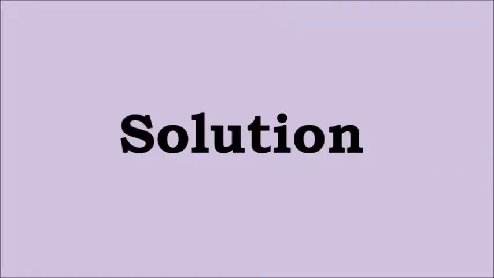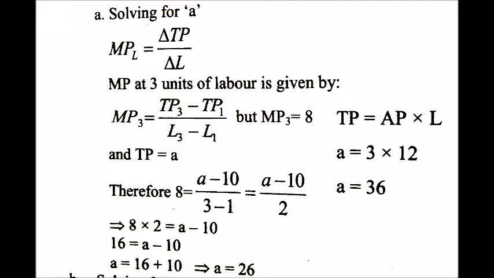Now let's look at the solution. Before we go to the solution, note something. The total product formula, where TP is equal to the summation of MP, and TP is equal to AP times L, average product times labor, will not apply. Why? Because the difference between labor values is more than 1. If you look at the table, the difference between labor values is more than 1.